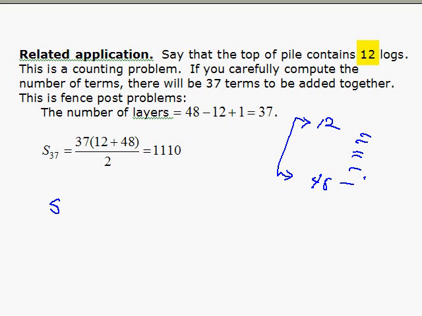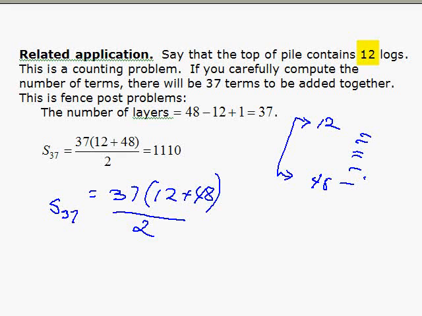You end up knowing you want to do 37 layers. The first layer you want to add has 12. The last layer you want to add has 48 in it. You divide by 2, and there's your answer. This works even if the common difference isn't 1. If the common difference is 10 or 20, it still works.